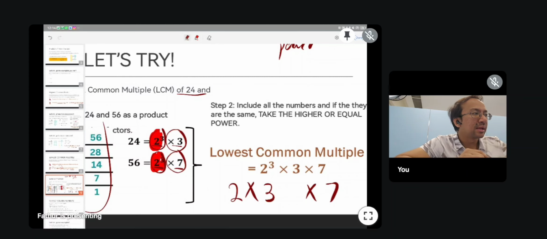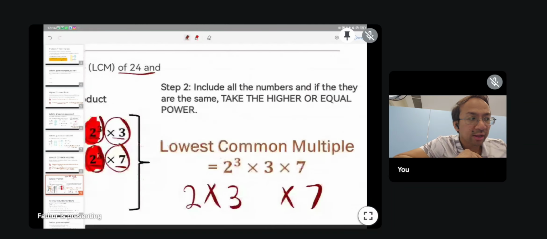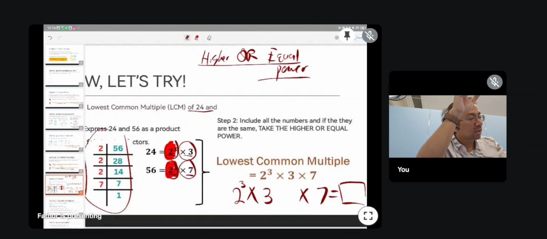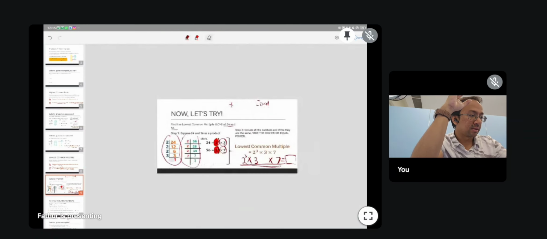Now you ask yourself, higher or equal power? Take the higher or equal power. Look at the number 2. The powers are equal, right? So you just write out the power. If the power is higher, take the higher power. Then the 3 and the 7, there's no power, right? Never mind, it doesn't matter. Then from there, you can tabulate. If they didn't ask you to tabulate, then you don't need to. You can just write your answer as a product of its prime factors. That's all. Okay?